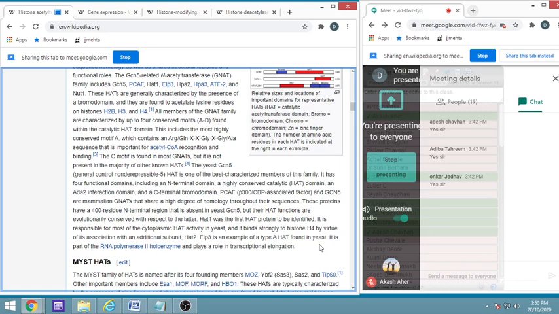It is part of the RNA polymerase II holoenzyme, and it plays an important role in transcriptional elongation, that is elongation of the transcribed RNAs. So it is important in that.